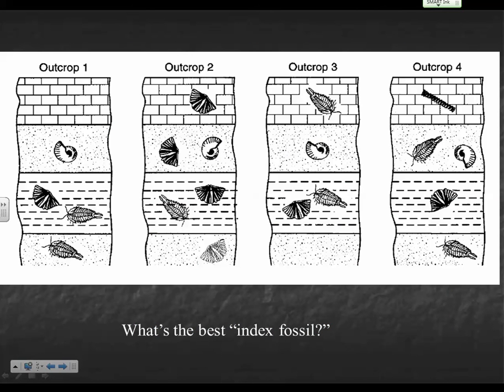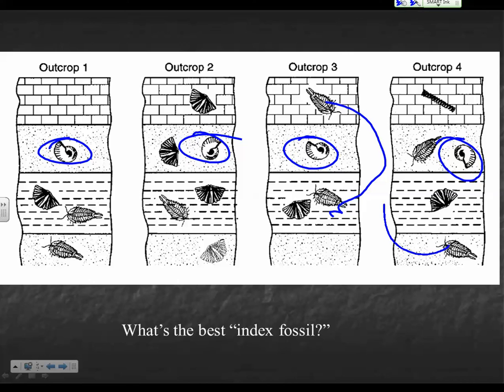What's the best index fossil in these 4 outcrops? Well, if you look at them, we want to find a fossil that is in all the outcrops, but only in one layer. In this case, the fossil that would best match everything up is this one. This isn't good because it's in more than one layer. Not good. More than one layer. So the best index fossil correlates all these 4 rocks as the same age.